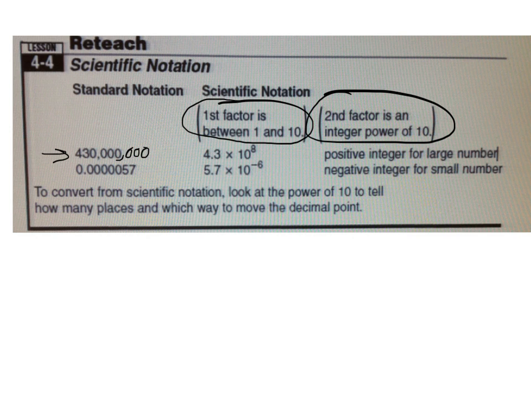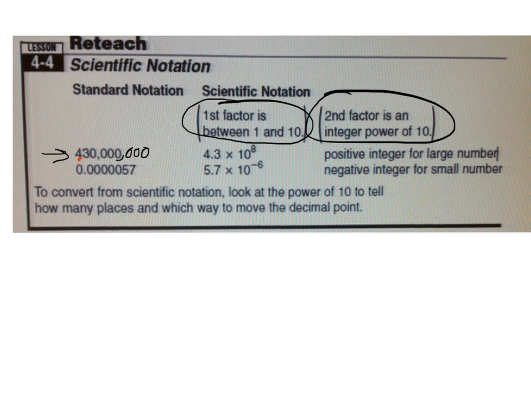Well, your first factor has to be between 1 and 10. So you look at your number, 430 million, and you place the decimal where it needs to be, so we have a number between 1 and 10. In this case, we're going to place the decimal between the 4 and the 3, 4.3. Our first factor will be 4.3.